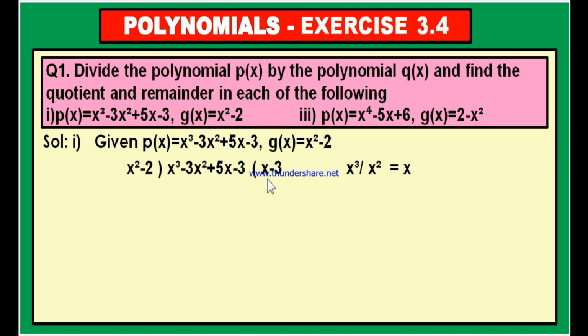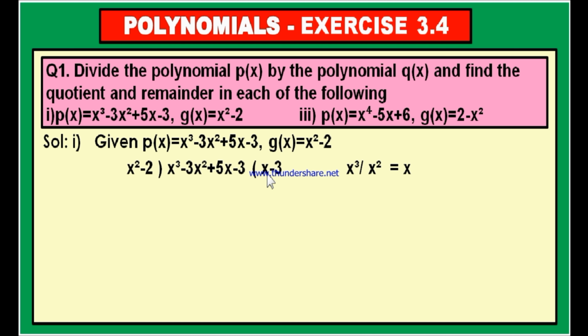In order to find the quotient, first of all, let us divide the first term of the dividend with the first term of the divisor. Here the dividend is x cube minus 3x square plus 5x minus 3. The first term is x cube. Let us divide this first term of the dividend with the first term of the divisor, that is x cube divided by x square. What is x cube divided by x square? This value is x.